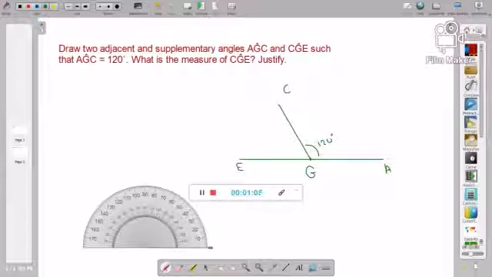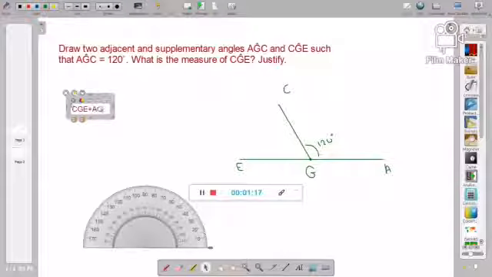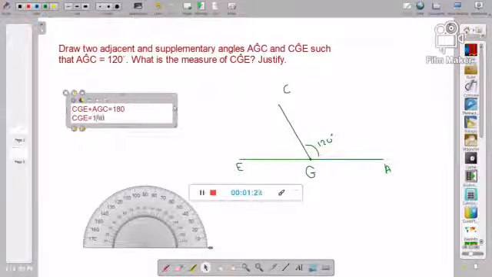Now to find the measure of the angle CGE, I need to remember that they are supplementary. So CGE plus AGC equals 180 because they are adjacent supplementary. In order to find CGE, I need to write it equals 180 minus AGC, so equals 180 minus 120, which is 60 degrees.